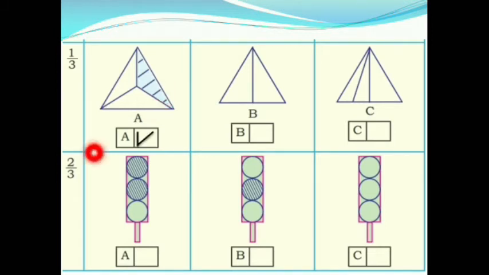Children, now we have 2 by 3. Here the denominator is 3, so the figure is divided into 3 equal parts and the numerator is 2. So 2 parts of the figure should be shaded. Here, which figure has 2 parts shaded? Yes, this figure has 2 parts shaded. So we will tick this figure.